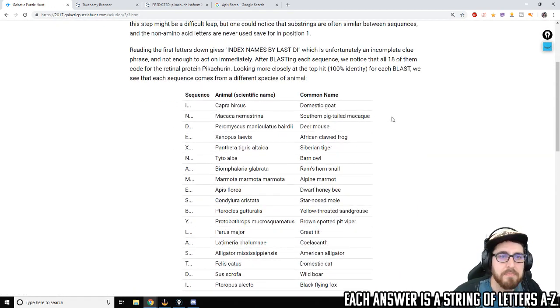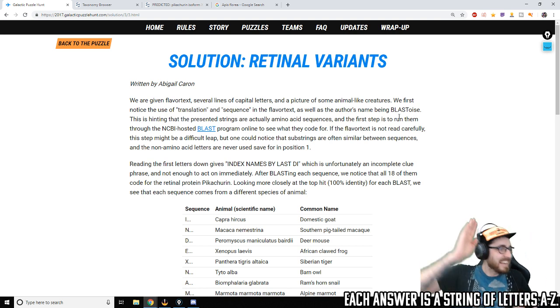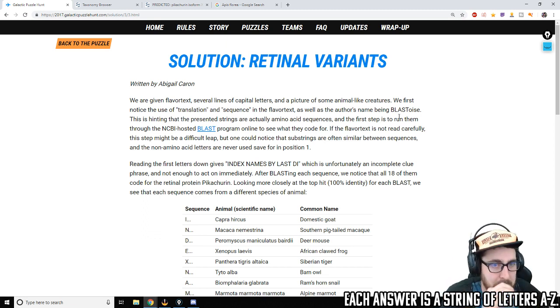Okay, so common name. Okay, so we're given flavor text, several lines of capital letters, and a picture of some animal-like creatures. Notice the use of translation sequence in the flavor text, as well as the author's name being Blastoise, hinting that the presented strings are actually amino acid sequences. The first step is to run them through the NCBI-hosted BLAST program online. High five, team, to see what the code for. The flavor text is not read carefully. This step might be a difficult leap. No shit. But one could notice that some strings are often similar between sequences, and the non-amino acid letters are never used, say for in position 1, which are things that we did notice. It just took us a while to put all that together.